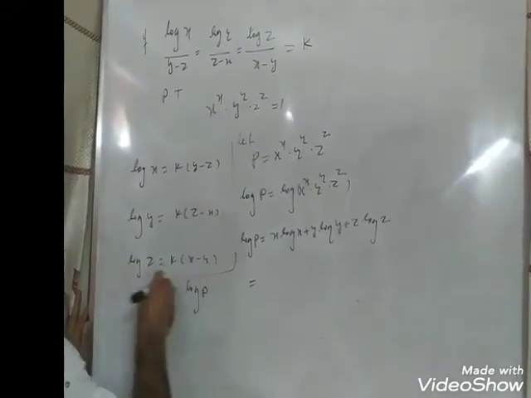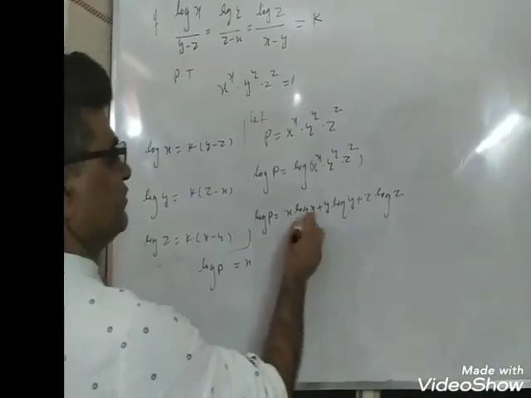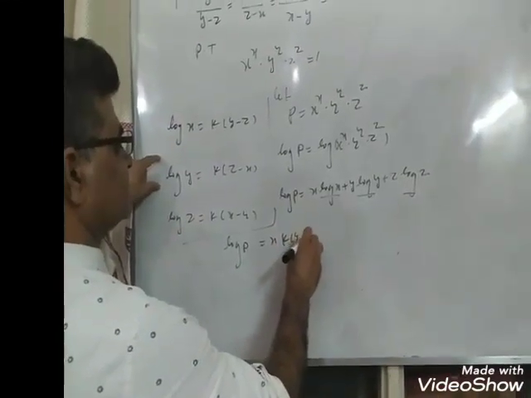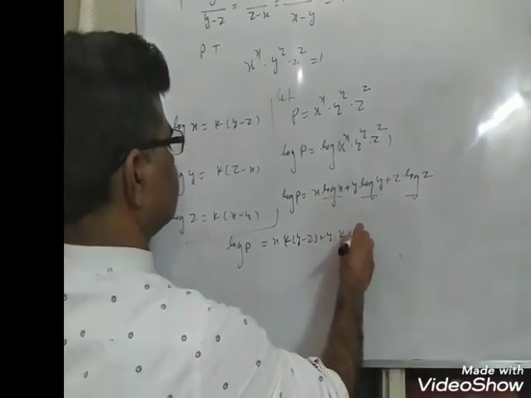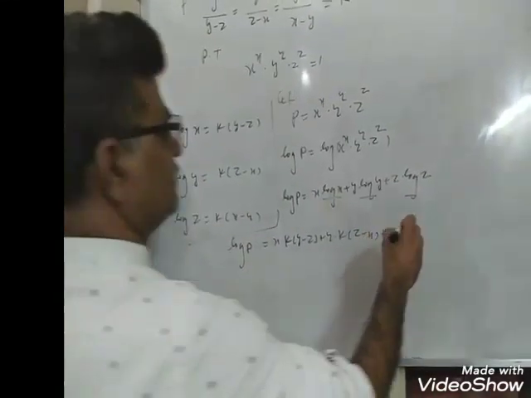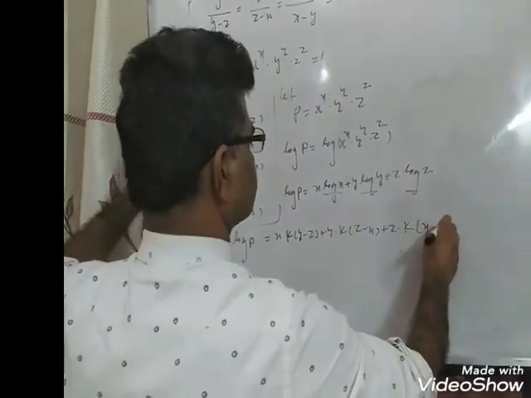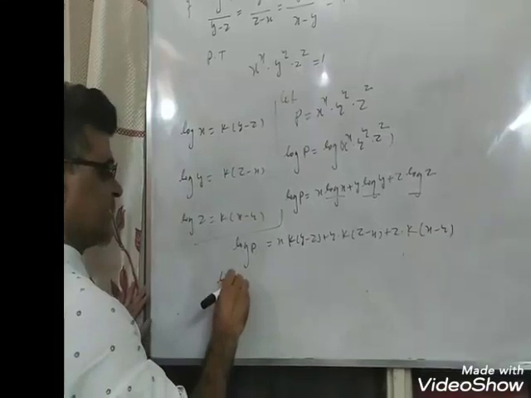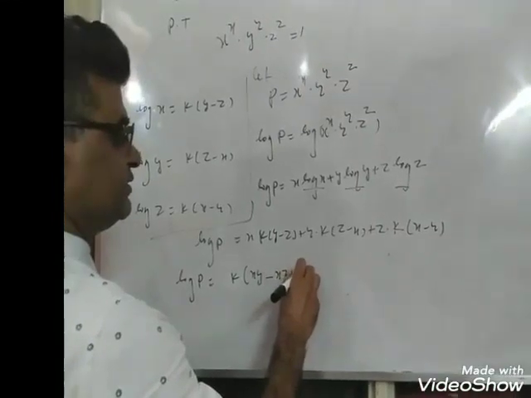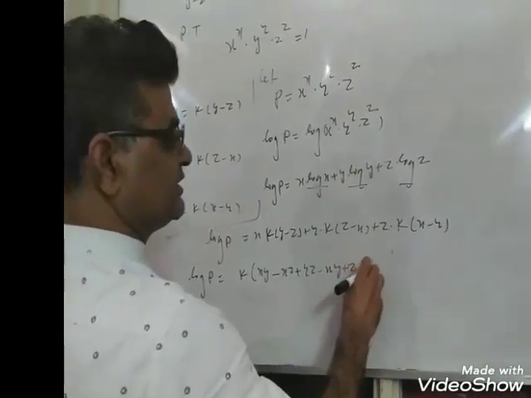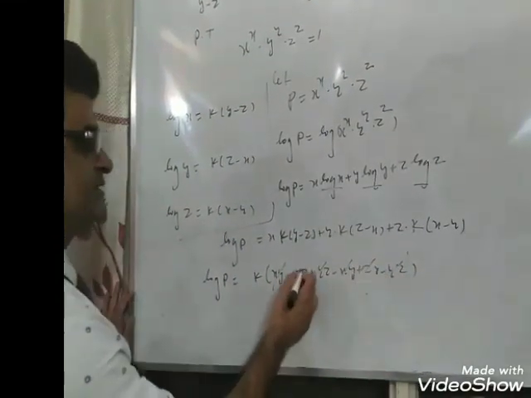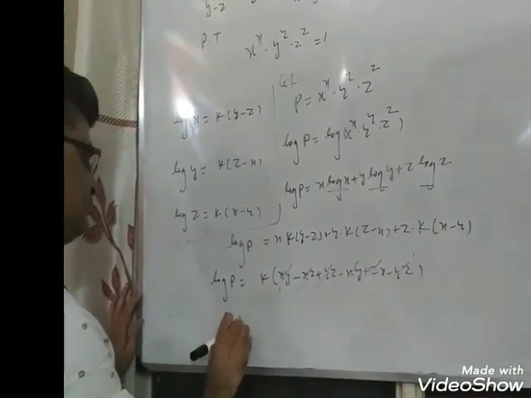Now put the values of log x, log y, log z from here. So this is x into k times y minus z, y into k times z minus x, plus z into k times x minus y. So you see that log p is equal to, taking k out, xy minus xz, yz minus xy, zx minus yz. So you can see that xy gets cancelled, yz gets cancelled, and zx gets cancelled. So log p is equal to 0.